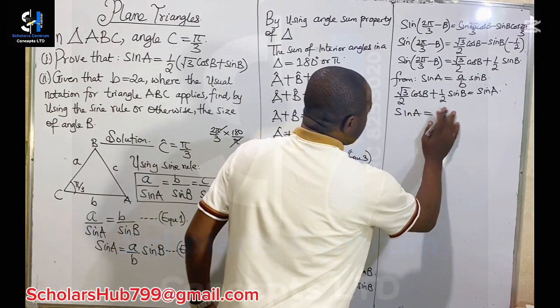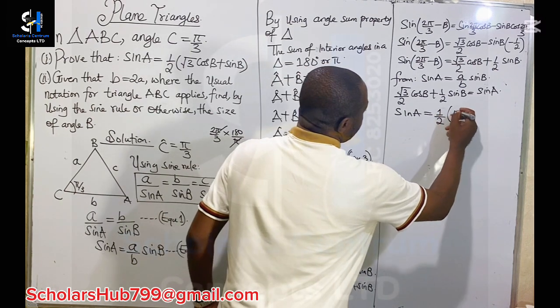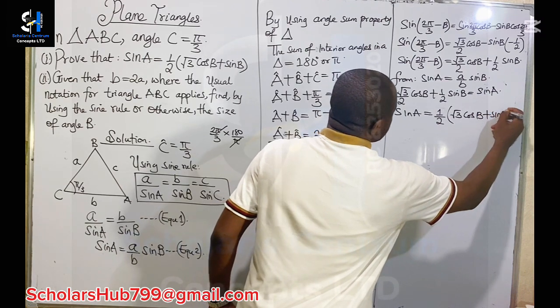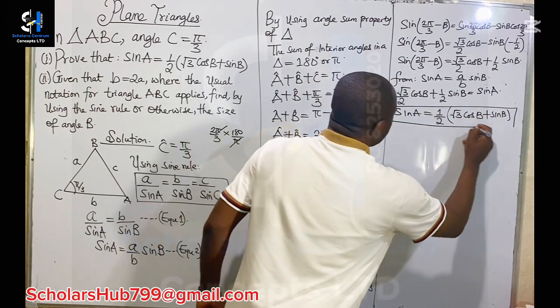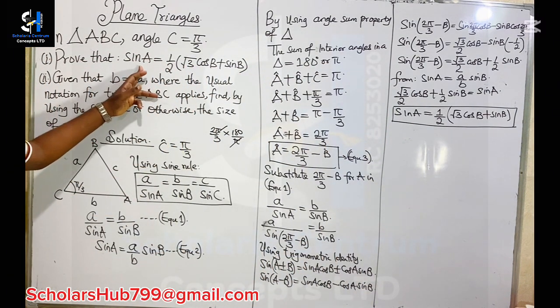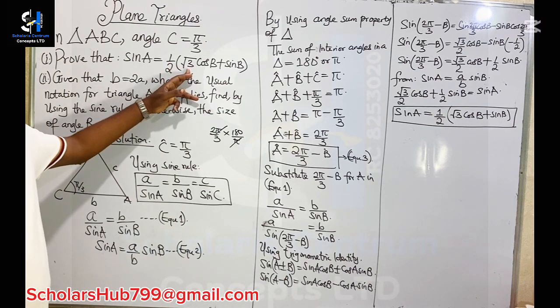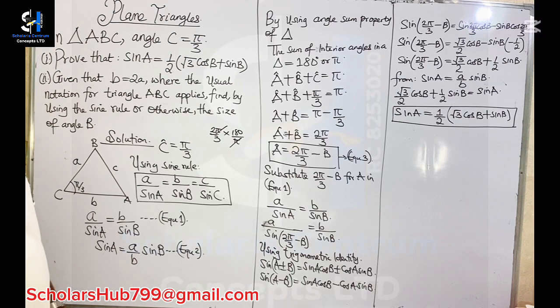So we just proved the identity. Now we know that this is common, so we factor out 1/2. So 1/2 of root 3 cos b plus sine b. This is the proof. We just proved that sine a equals 1/2 of parentheses root 3 cos b plus sine b, and that's what we have for Roman numeral 1.